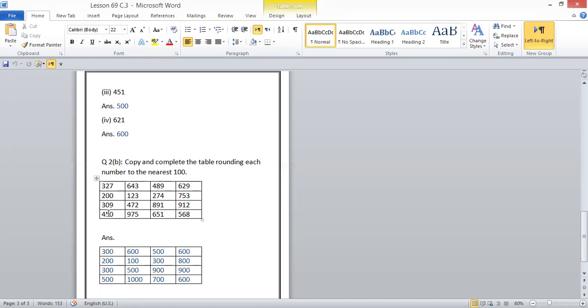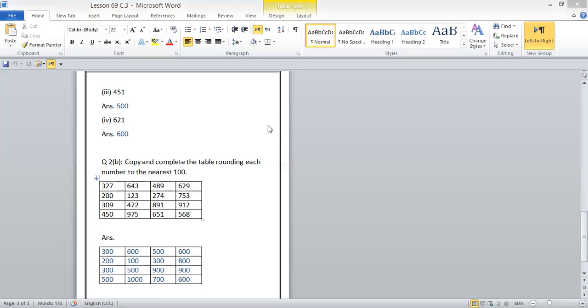450. 5 is equal to 5, so you will change the number 4. 4 will become 5. 975. 7 is bigger than 5. You will change 9. What comes after 9? 10. Write 10 with 2 zeros. It will become 1000. 651. 5 is equal to 5. So you have to change the number of 6. It will become 7 with 2 zeros, 700. 568. 6 is bigger than 5. So you have to change the number of 100. After 5, what comes? 6. So 6 with 2 zeros is 600.